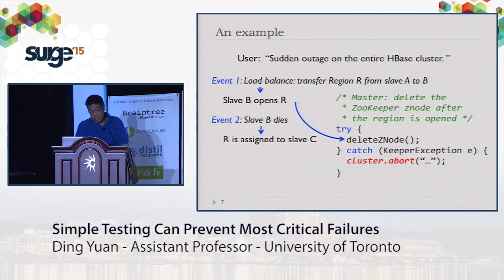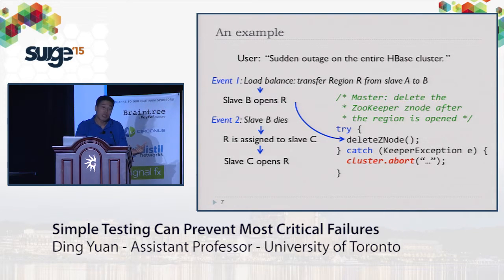And now slave C is assigned to open this region, and it will trigger the same logic. It will first open this region, and once it's opened the region, it will tell the master the region is opened, and it will trigger the same code snippet. Now, in this case, the master will try to delete the zookeeper node again, but this time it will throw an exception, because this zookeeper node has already been deleted.